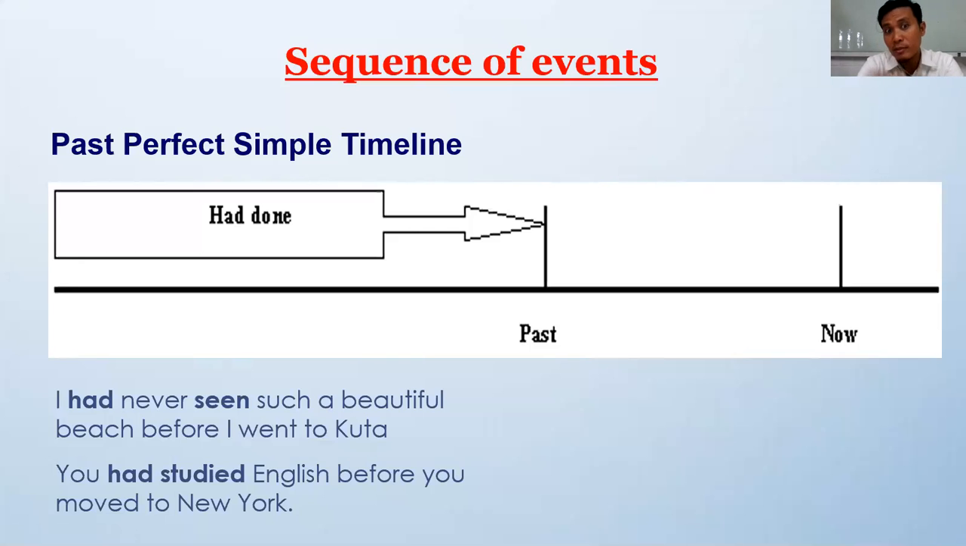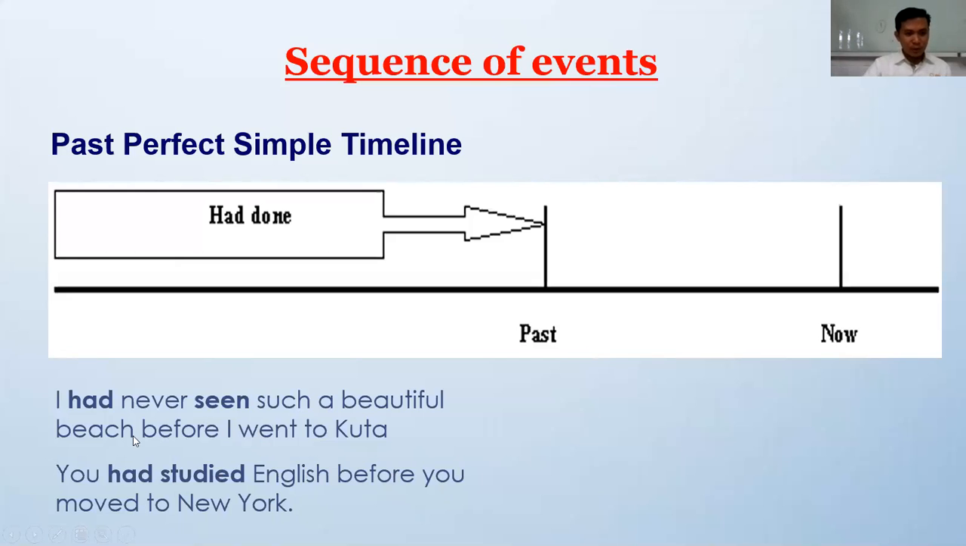When did you move to New York? In the past, also in the past, not now, but also in the past. Maybe last year you moved to New York, and before last year you had studied English. So which one is the past perfect tense? You had studied English. And then you moved to New York is simple past tense. So this is the first action and this is the second action.